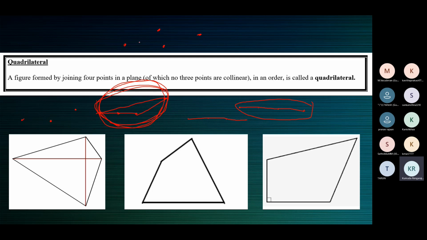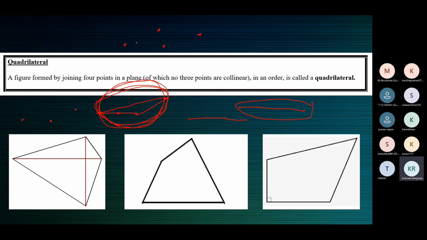So this is a case where we have 4 points, of which no 3 points are collinear. When you consider 3 points at a time, they're not collinear. Take any 3 points, you will see that they're not collinear. They cannot be connected by the same straight line. But 2 points can always be connected by a line, that we know. So we have placed the points in such a way that when we take 3 points at a time, they are not collinear.